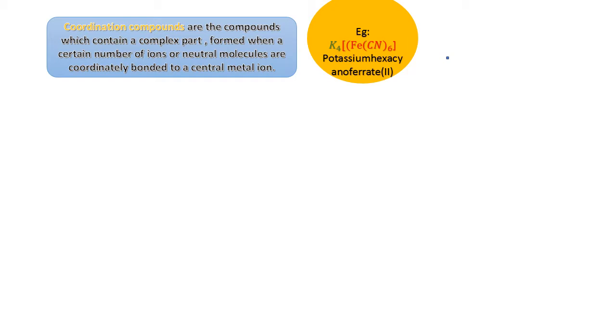Example, potassium hexacyanoferrate(II). Here, potassium is a counter ion, that is, the ionization sphere. Fe is the central metal ion and CN⁻ is the ligand here. There are 6 ligands and the coordination sphere is represented by the square bracket.